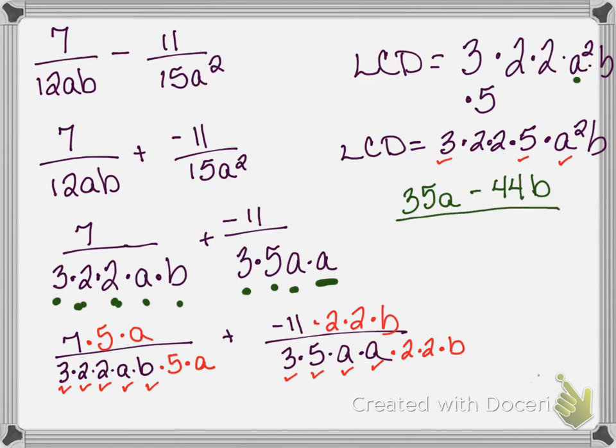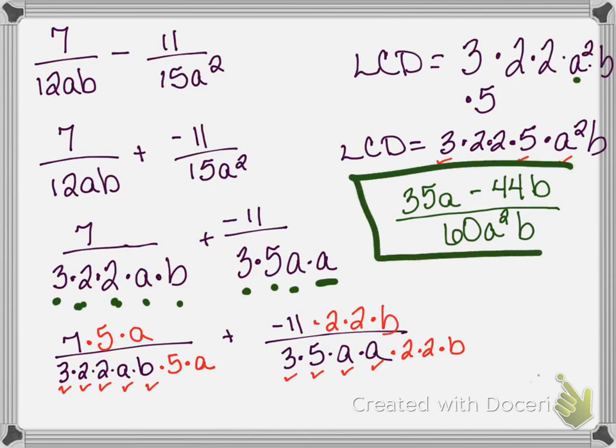At this point, I ask myself, is there something common? Is there a GCF in 35A minus 44B? Is there anything common to both? A 2, a 3, a 5, a variable? No. So then I'm going to multiply my denominator. 3 times 5 times 2 times 2 is 60. And I'm left with A squared B. And this is my final answer. That's my final answer right there.